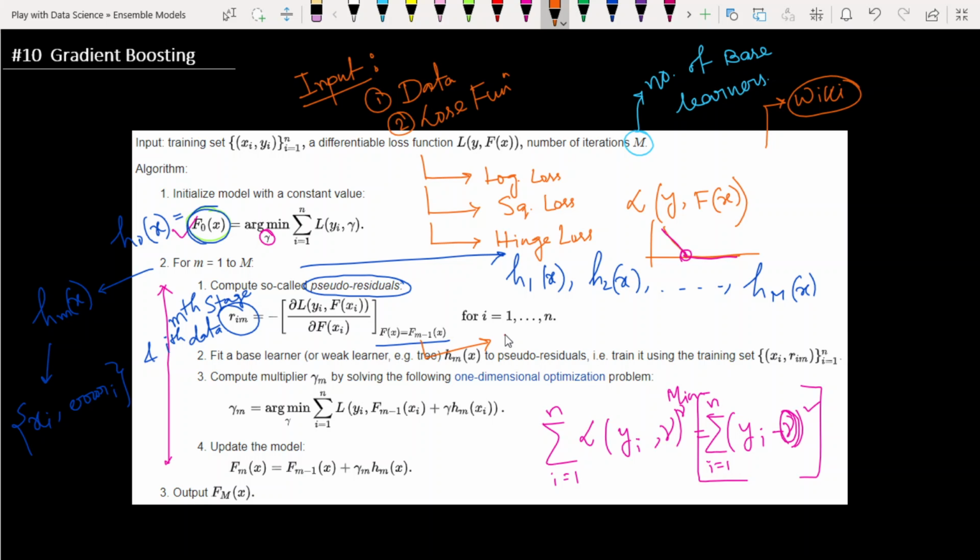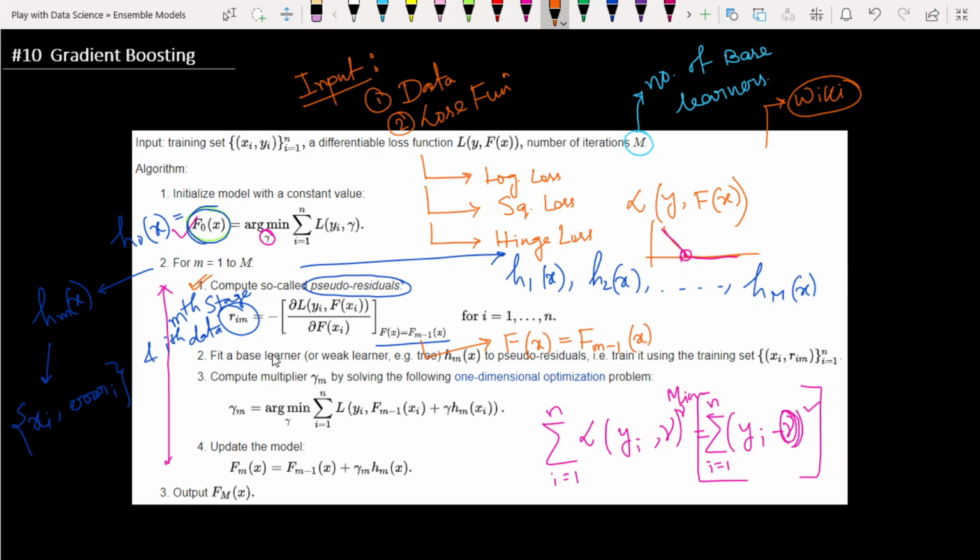So f of x is simply coming from the previous iteration, f of m minus 1 of x, which we have already seen. And this value is calculated up to n data points. Here capital M is the number of base learners and small n is the number of data points that we have taken as input data. This is the first sub stage of every single iteration.